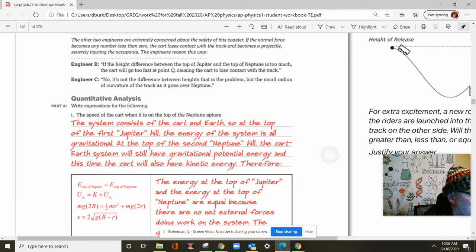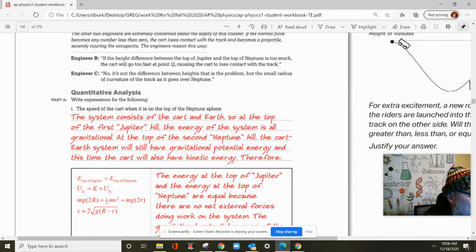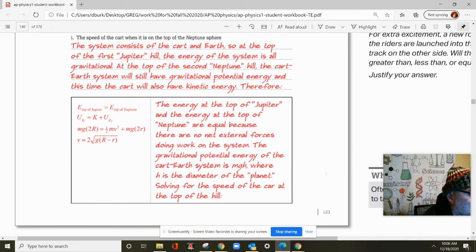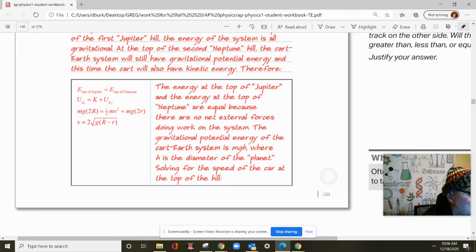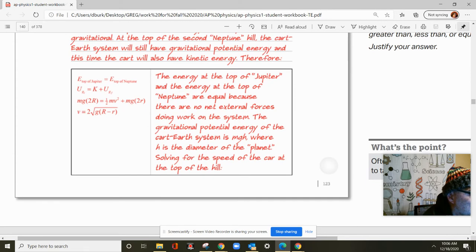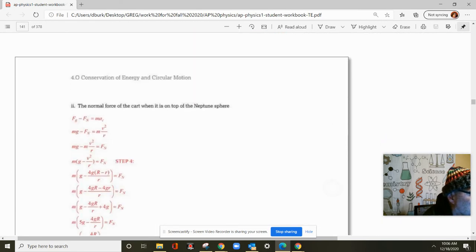All right, so the system consists of a cart and the Earth. So at the top of the first Jupiter hill, the energy of the system is all gravitational. At the top of the second Neptune hill, the cart system will still have gravitational potential energy, and this time the cart will also have kinetic energy. The energy at the top of Jupiter and the energy at the top of Neptune are equal. The gravitational energy is mgh.